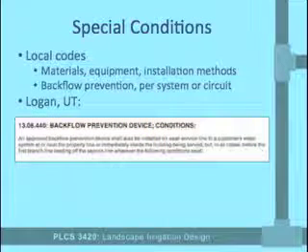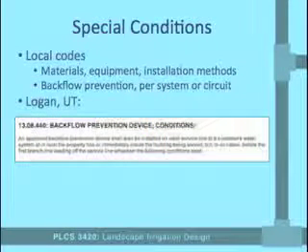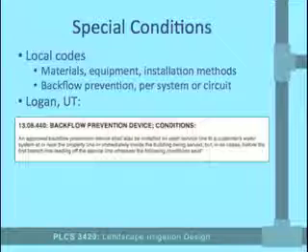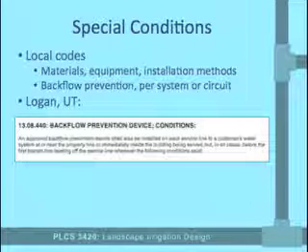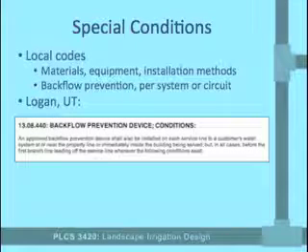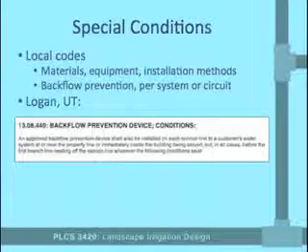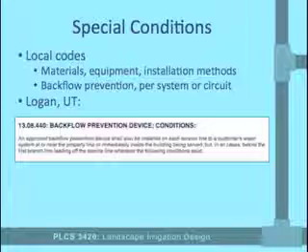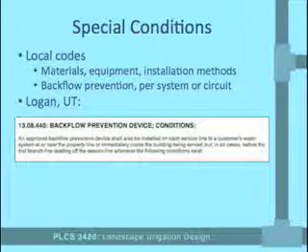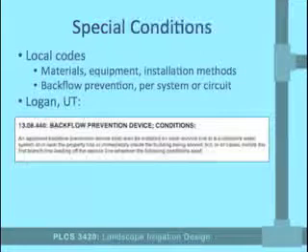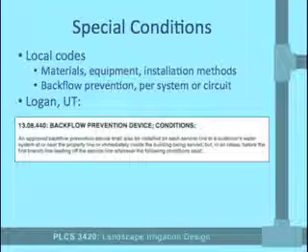Now, something else to consider are any special conditions that might be in place for the location of the property that you're working on. So, for example, there might be local codes relating to the materials that can be used, the equipment that can be used, and the installation methods. Certainly there are going to be some codes related to backflow prevention, and I'll talk more about that.